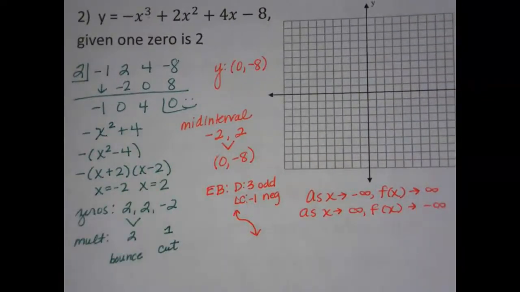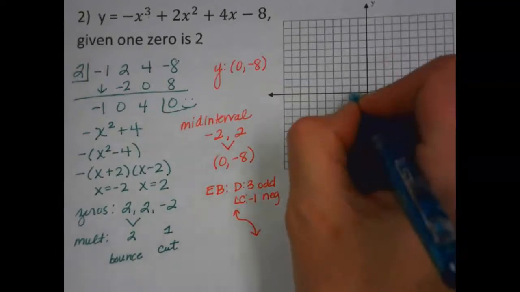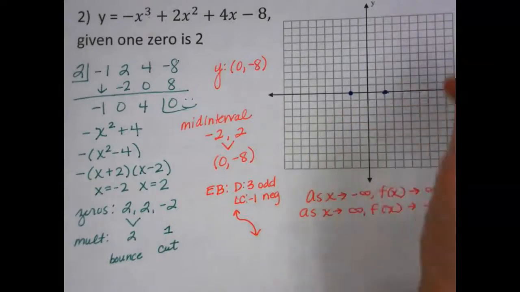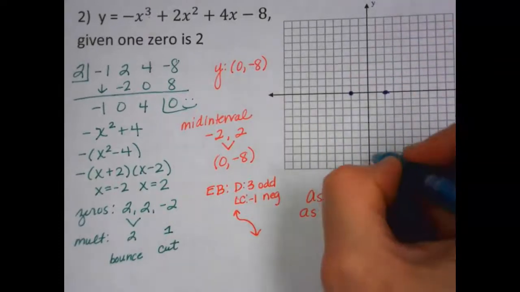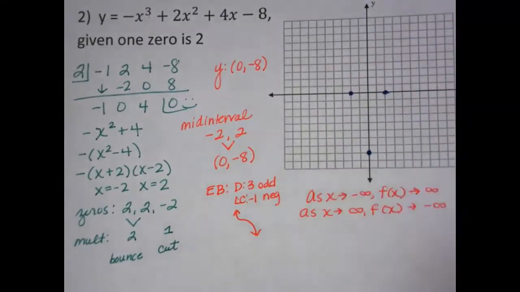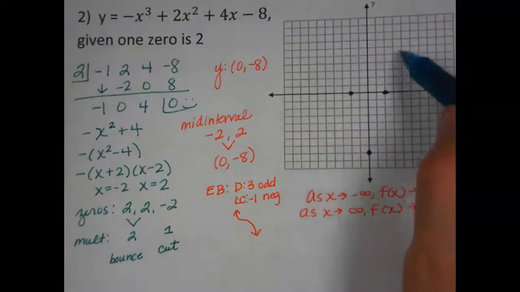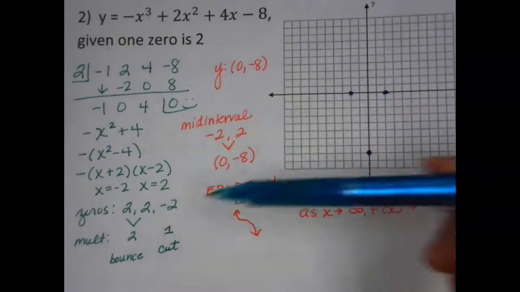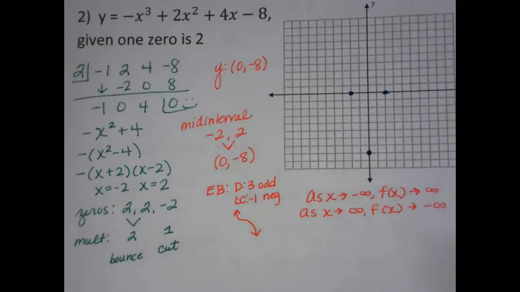All right, so let's put these points on there. We have a 0 at negative 2, and then at 2. We have a y-intercept at (0, -8). And if you just look at those 3 points and connected them, it could look like a parabola. Okay, that's why these other pieces are so important, the multiplicity and the end behavior, kind of using those as a combo.